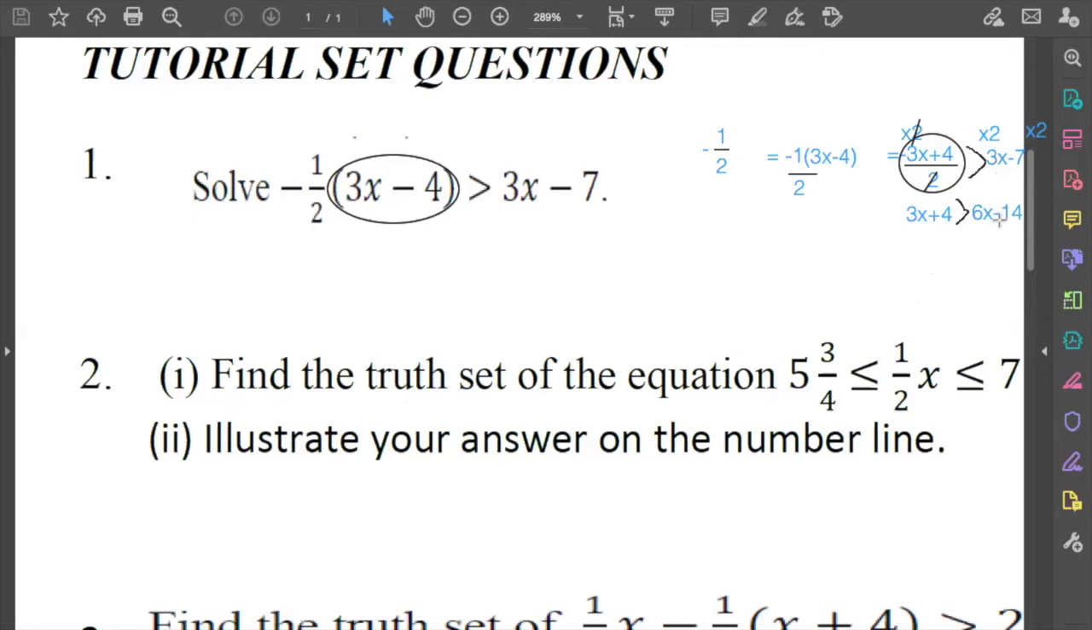And then this 4, this is negative. When I carry this here, I have positive. So now I am going to have 4. Then I carry this negative 14. When it crosses the sign, it becomes what? Positive. So plus 14, which is greater than, because I haven't divided by a negative value. So I don't change my sign.